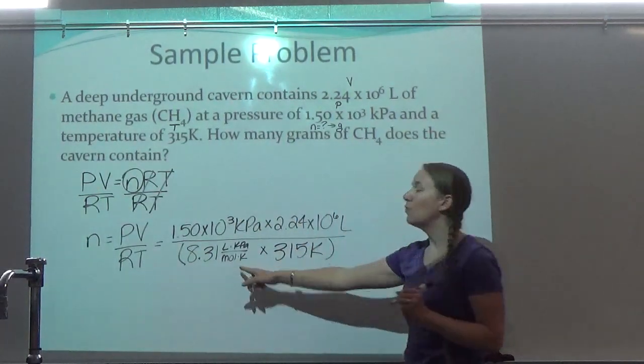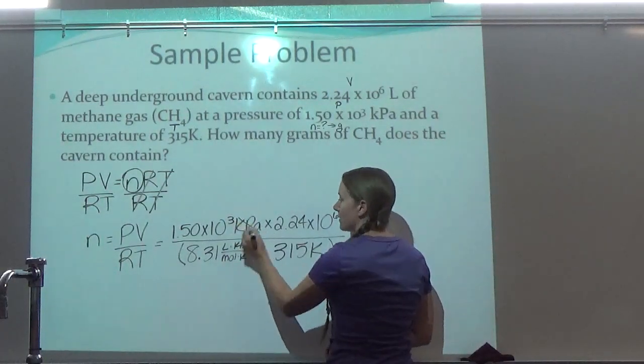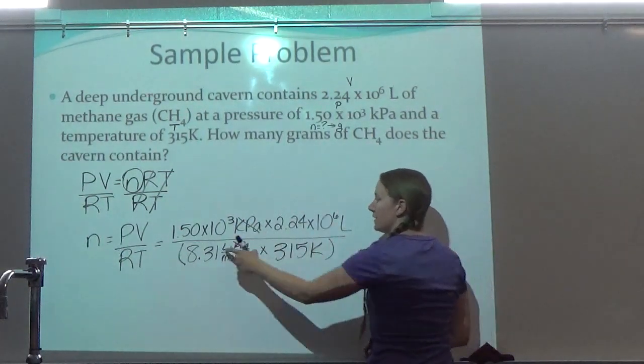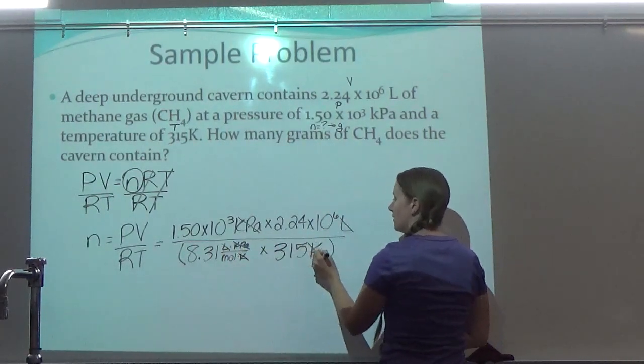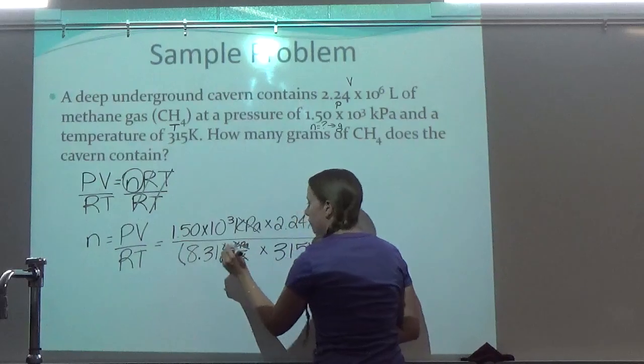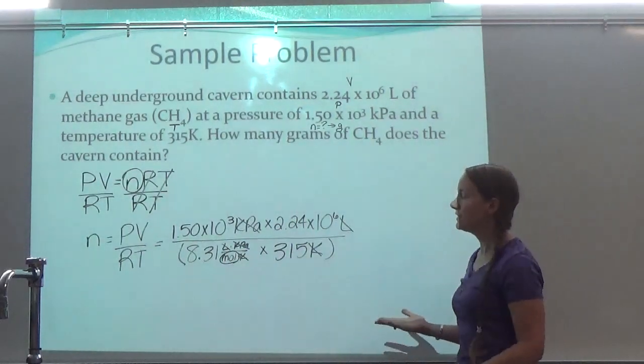So now let's look at why R has these complex units. Well, if you look, kilopascals cancels out. Liters cancels out. Kelvin cancels out, and we are left with moles. So that's why R has those complex units. It's just so everything cancels.